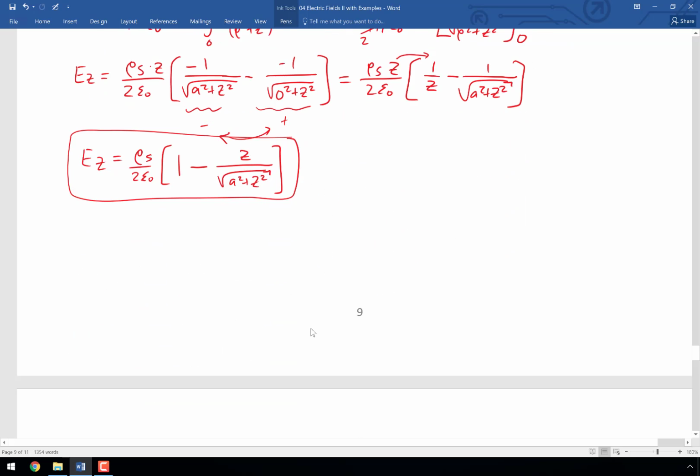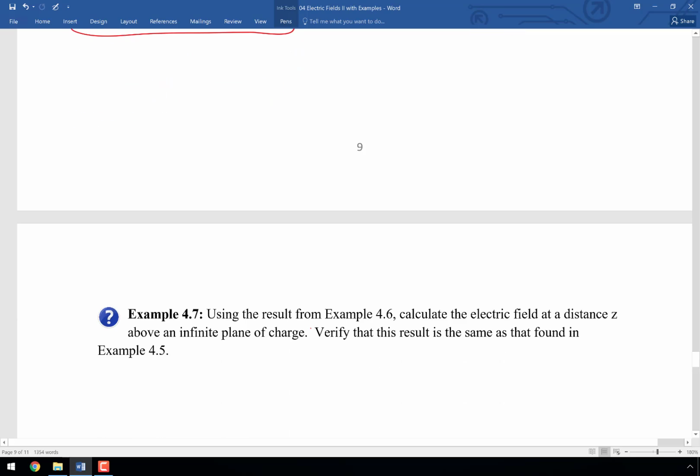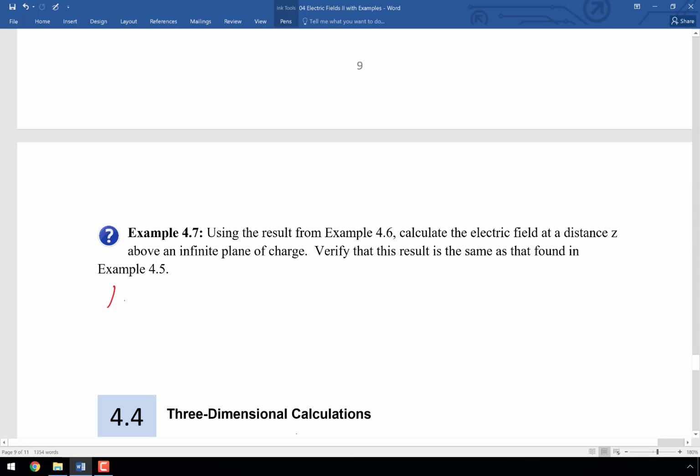And then, very interestingly, this is my favorite thing about today. We're going to use the result from the disk, and we're going to calculate the electric field at a distance z above an infinite plane of charge. So now we're going to take the limit as the radius goes to infinity. It's the limit of rho sub s over 2 epsilon 0 times 1 minus z divided by the square root of a squared plus z squared.